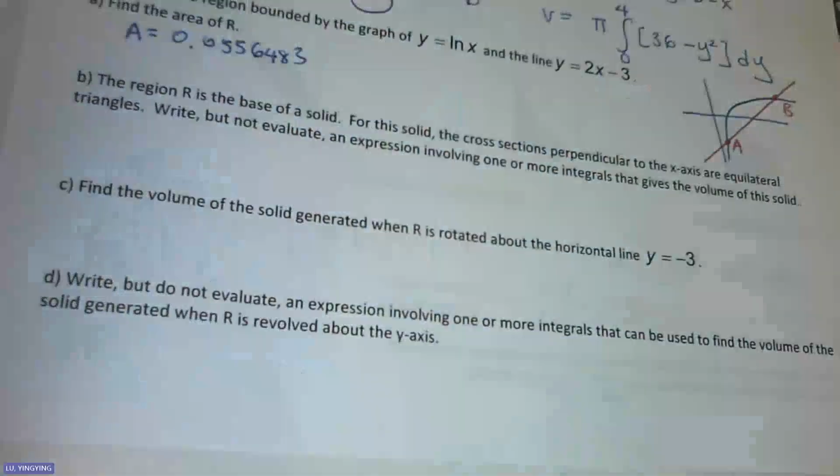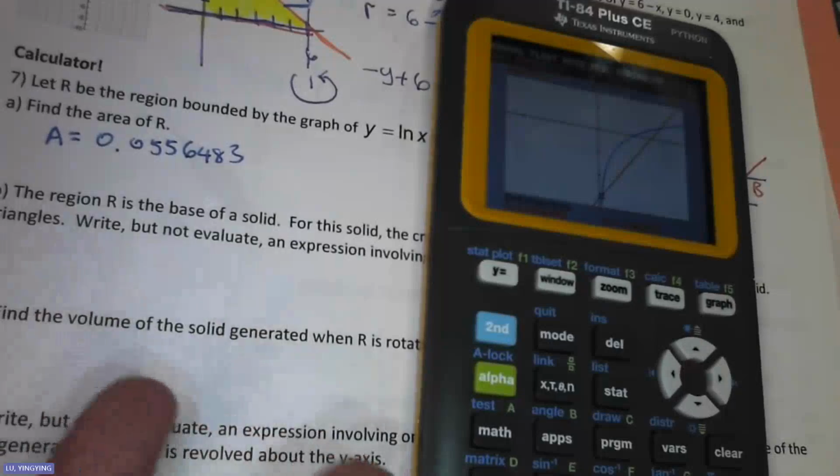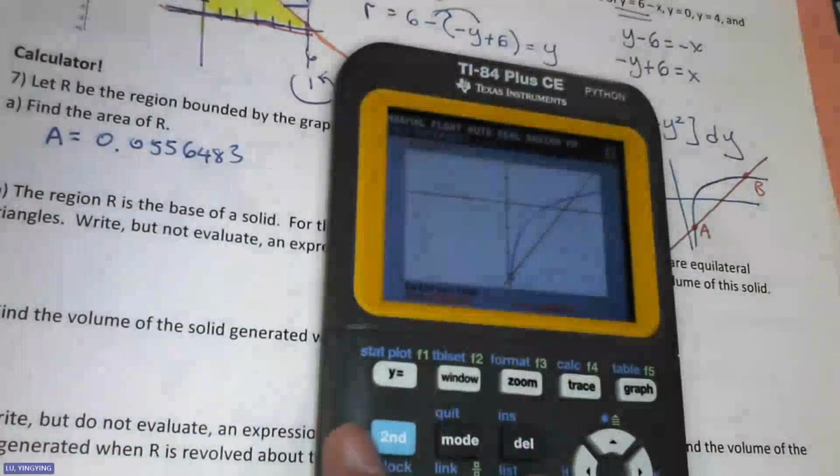Okay, write down the A value. You need to write at least 3 decimal places. I usually write as many as I want. Do you remember how to store this? You guys remember how to store this? How do we store this?